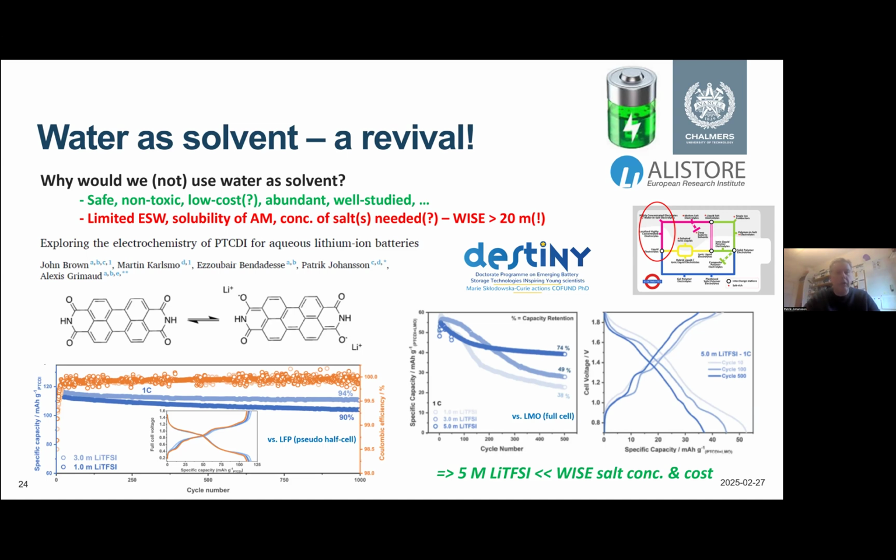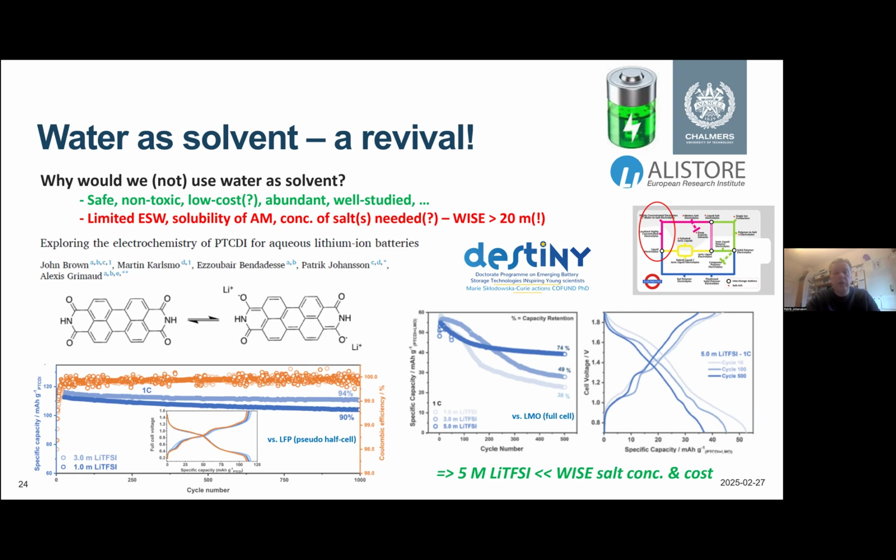Water is low cost at least. Very abundant, and it's also very well-studied electrolytes. I mean, the oldest electrolytes we know, of course, are aqueous ones. But of course, we have a limited electrochemical stability window. We know that from, for instance, the fuel cell business. There might be solubilities of the active materials of your electrode.